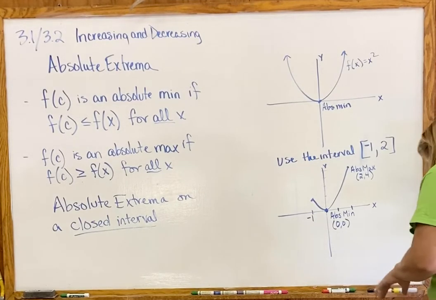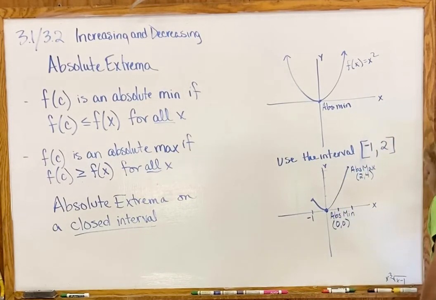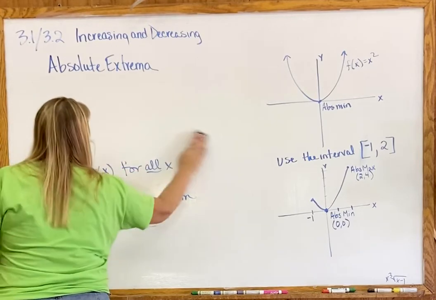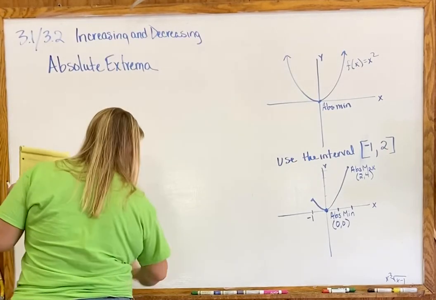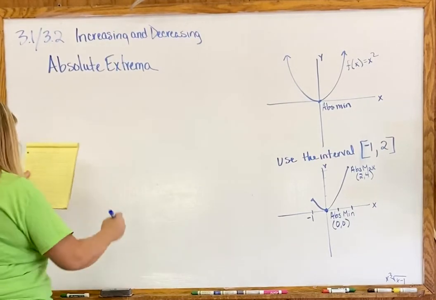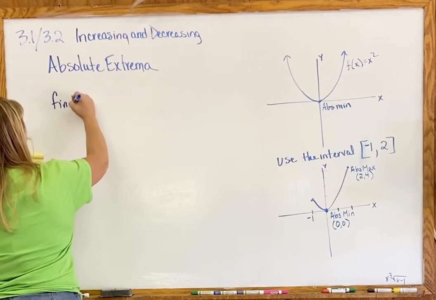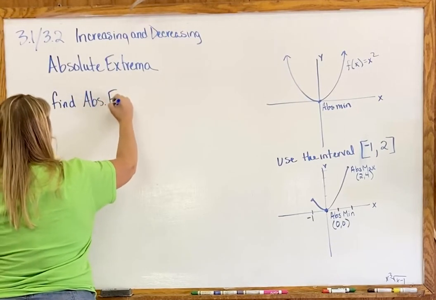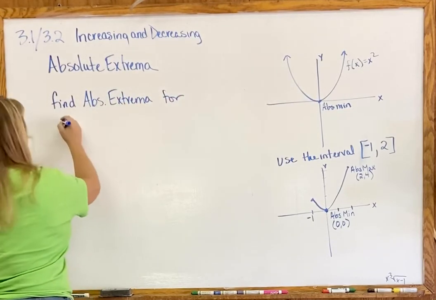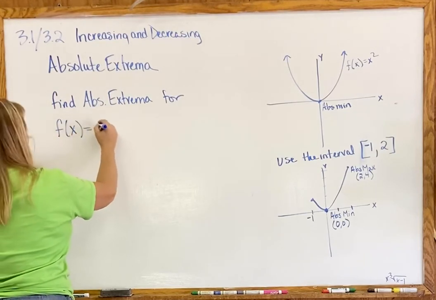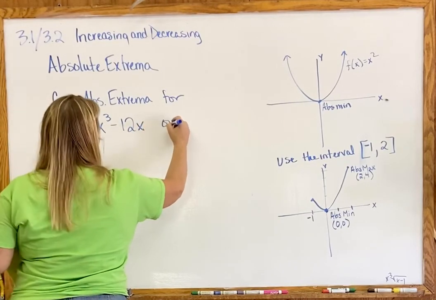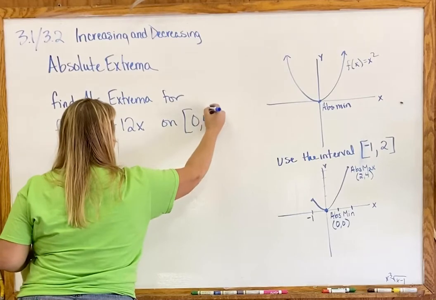Okay? So now let's see what the example is that I have. And the nice thing about this is with everything that we have done, you don't ever need to graph anything, okay? You can do it all with the derivative. So it says find absolute extremes for f of x equals x cubed minus 12x, right, on the closed interval from 0 to 4.